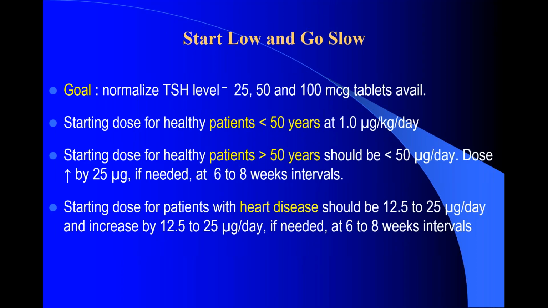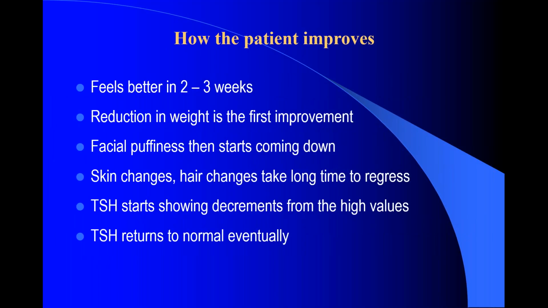In hypothyroid treatment, you have to normalize the TSH level, and you have to start low and go slow. Starting dose for healthy adults less than 50 years is 1 microgram per kg per day. It comes out to be about 50. Then the starting dose for a healthy patient more than 50 years, you have to start with a lesser dose. If heart disease, you have to be cautious.